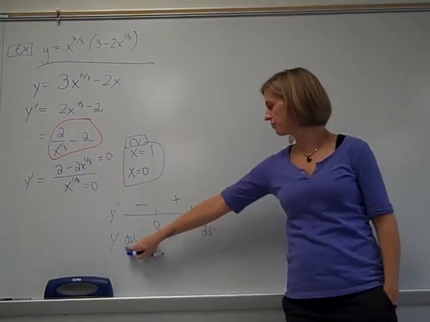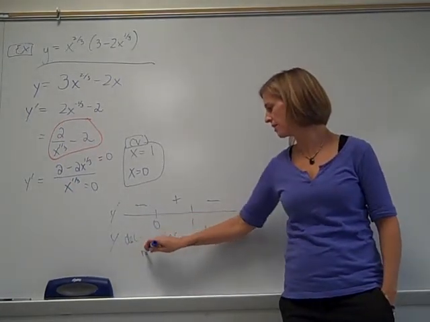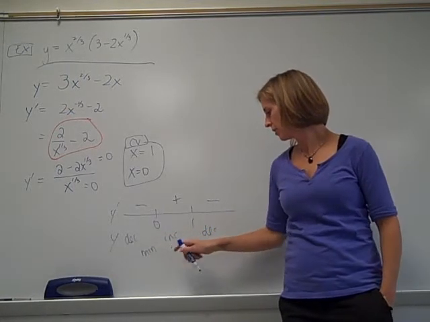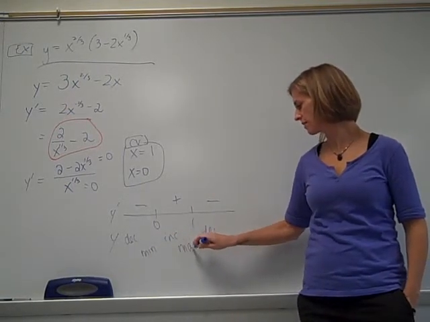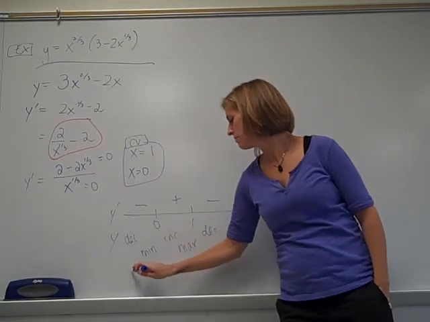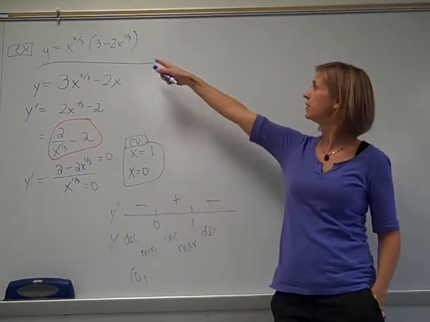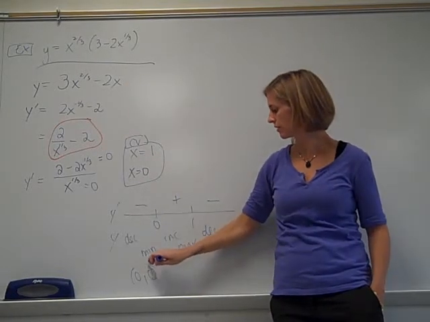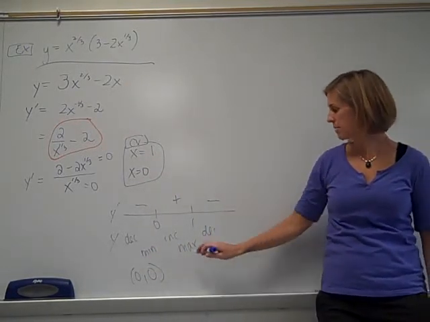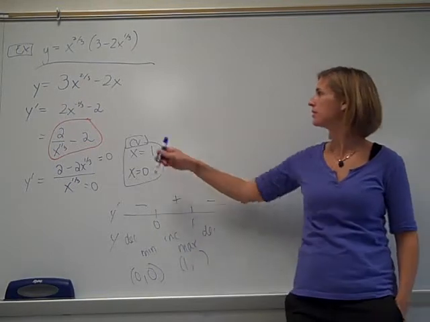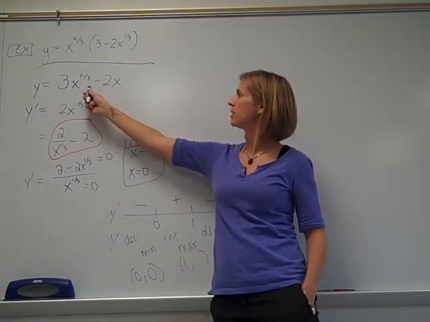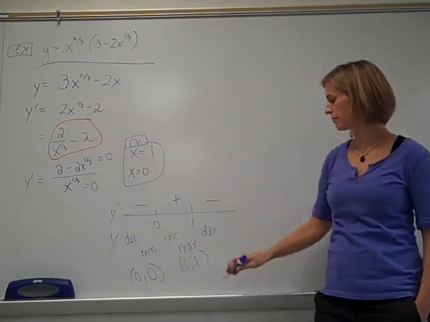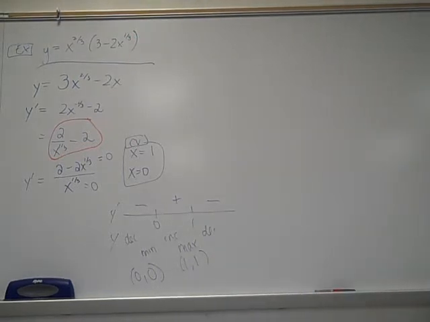So when I go from decreasing to increasing, I have a min. When I go from increasing to decreasing, I have a max. My min happens at 0, comma, go to the original, 0. And my max happens at 1, comma, I put 1 in here, 1. We're okay with that? Okay.